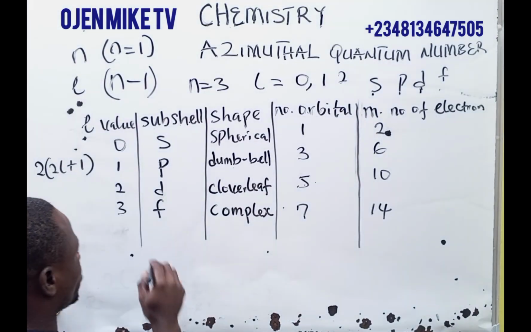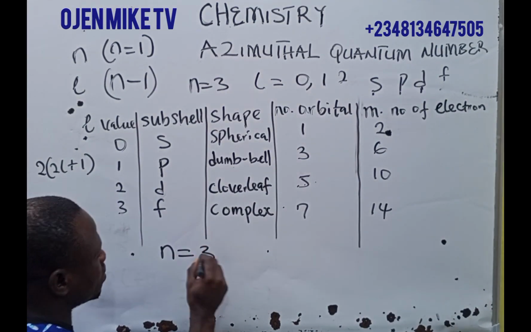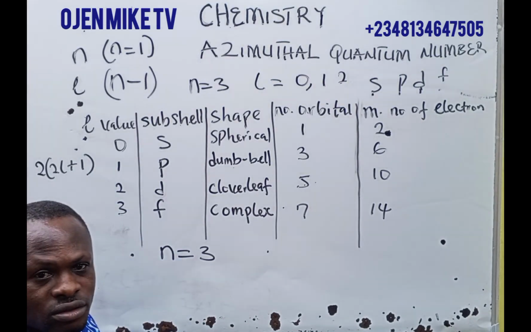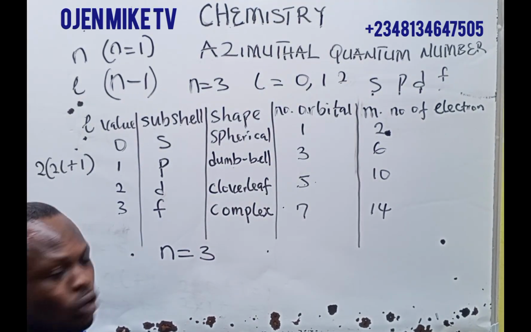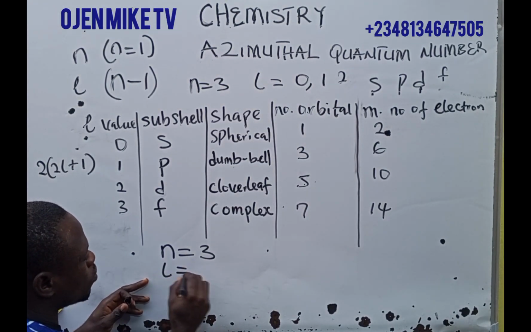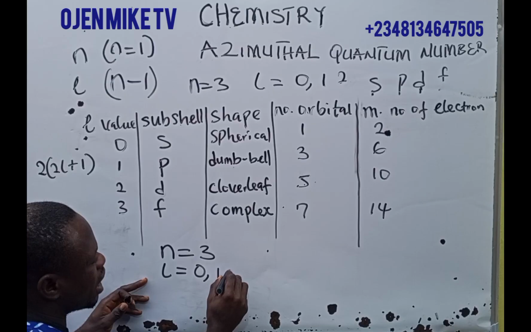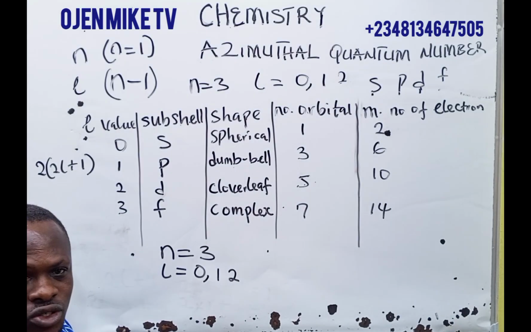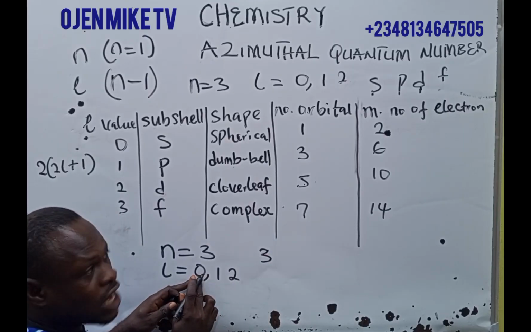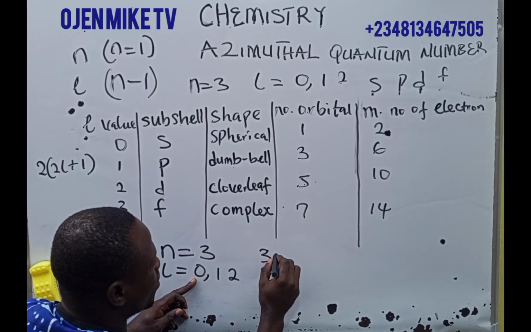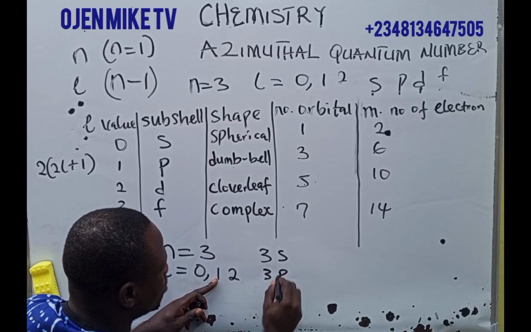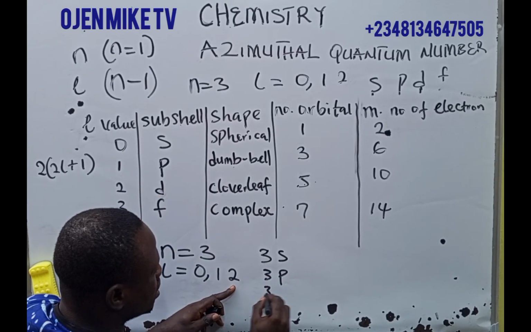Principal quantum number: if n is equal to 3, how many electrons can occupy this shell? Remember, if n is equal to 3, L will be 0, 1, and 2. Do you get that? It means that this 3 has 3 subshells. 0 is S, so you have 3S. 1 is P, so you have 3P. 2 is D, so 3D.